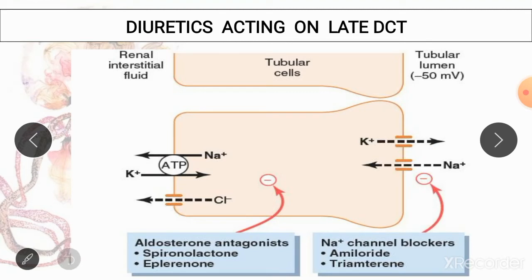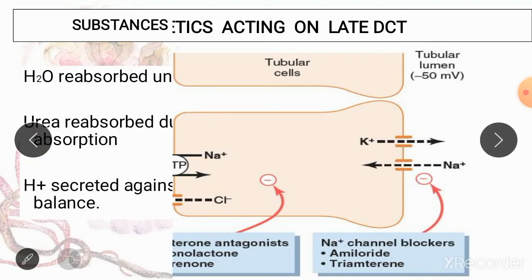Secondly, there are aldosterone antagonists which do not allow aldosterone to exert its function on the late distal convoluted tubule, so no sodium can be reabsorbed from this portion. You must remember the names of the sodium channel blockers. These are amiloride and triamterene, and the aldosterone antagonists include spironolactone, which is a very common diuretic used very commonly in hospital settings.